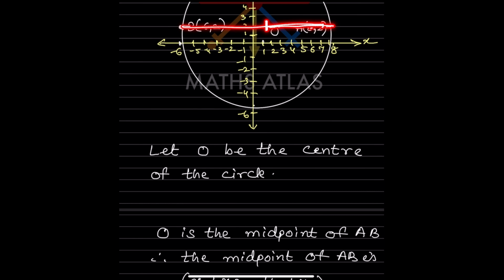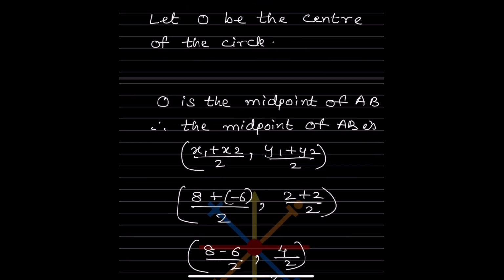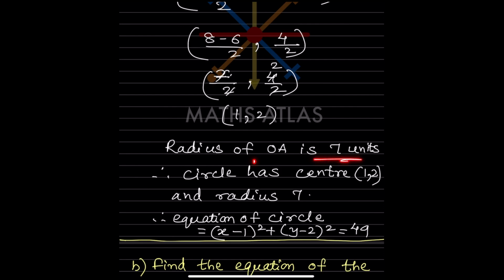So now from O to A, what is that? This is 8 and this is 1. So 1 from here, how much is that? That is 7 units. So we can write here, radius of OA is 7 units.